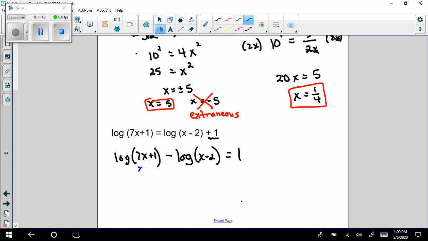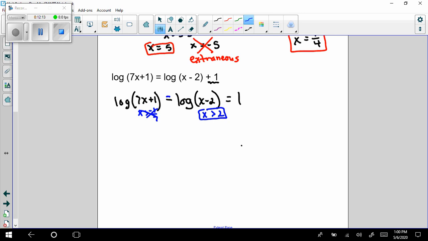So here my domain, x has to be greater than negative 1/7. Here my domain, x has to be greater than 2. So this one overtakes this one. Because if my x is greater than 2, then it's also greater than negative 1/7. So there's my domain restriction.